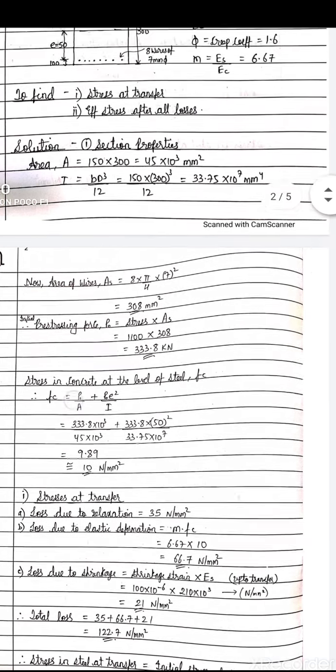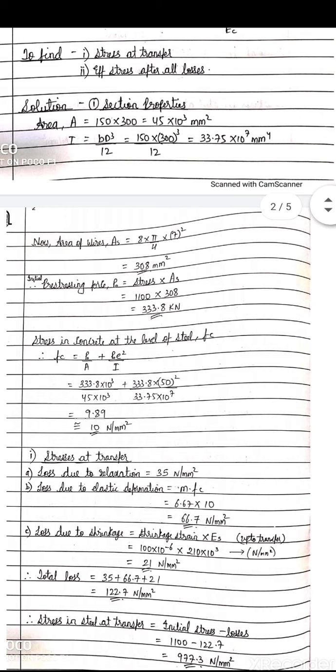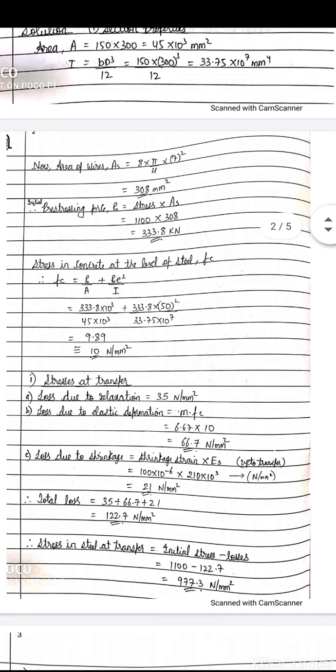So the total loss is nothing but the addition of all these three losses: loss due to relaxation, loss due to elastic deformation, and loss due to shrinkage. Remember, we'll find out the losses which are actually given to us in the question. So now stress in steel at transfer is given by initial stress minus losses. We already know the initial stress, that is 1100, and the total losses we got is 122.7. So the total stress in steel at transfer is 977.3 Newton per mm square.